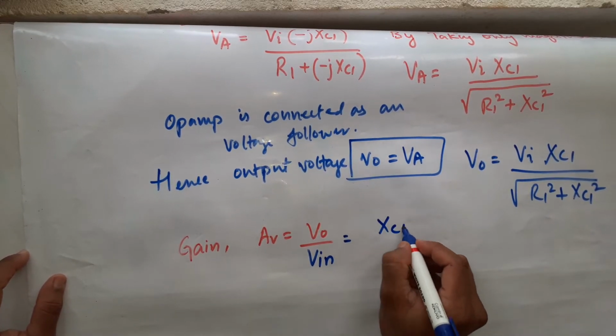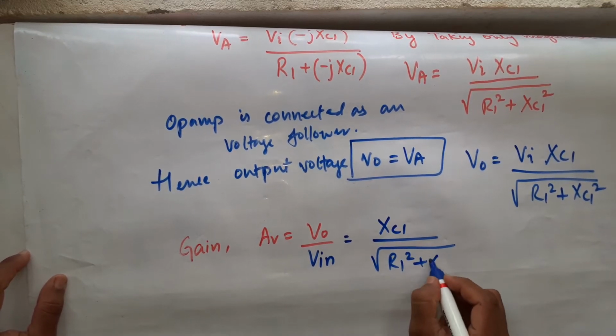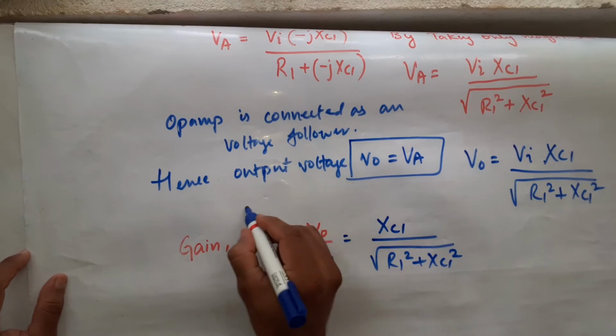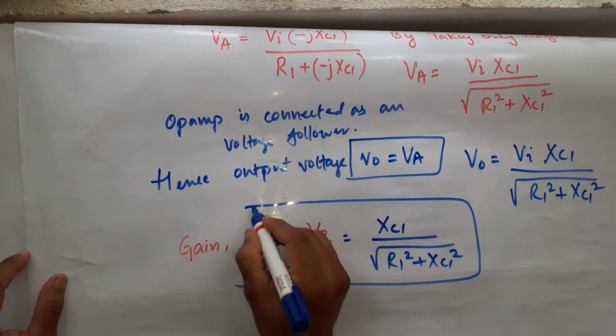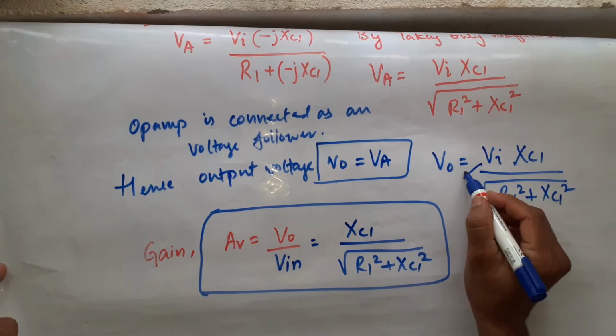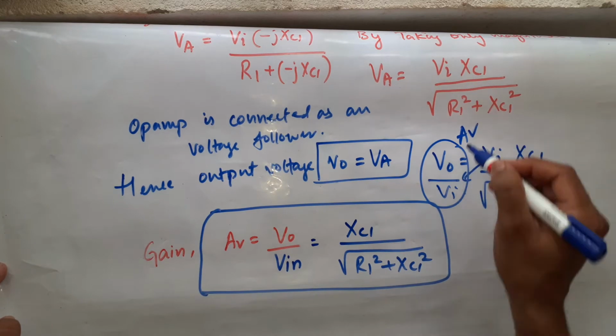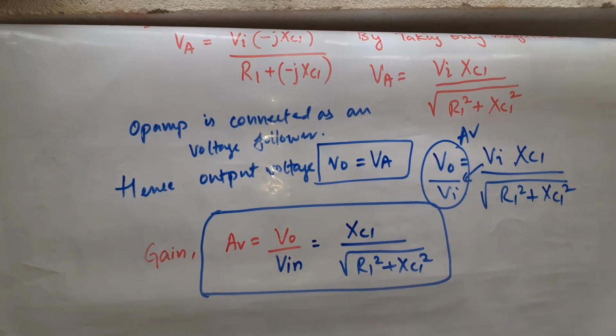This becomes XC1 divided by root of R1 square plus XC1 square. This is very important. Yes, this VI came here. This becomes AV. Same thing is written here. Now let us see how to get C1, R1 and R2.